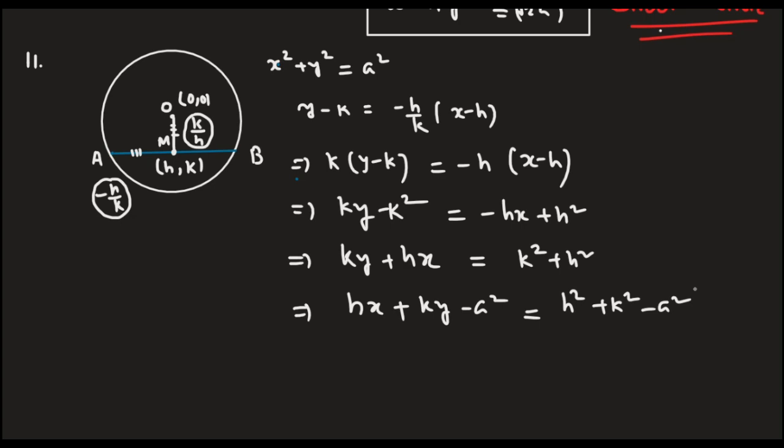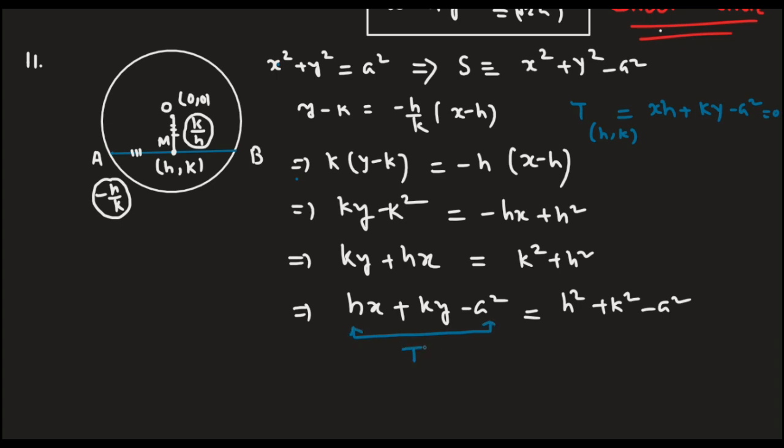Okay, now you notice that this is the equation of the tangent. If I write in this way, S is equal to x square plus y square minus a square, and if we calculate here the T at the point h comma k, it will be what? T at the point h comma k: x into h plus k into y minus a square, and this will be 0. In a similar way, here you get this quantity, which is nothing but the tangent at the point h and k of this circle. So this is the equation of the tangent.